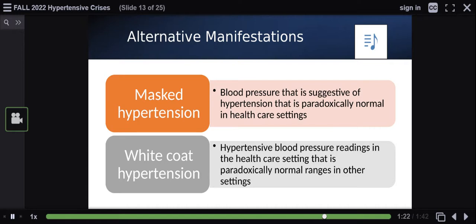So what does this tell you? If untreated, the patient with masked hypertension can go on to experience adverse cardiovascular events such as MIs, or myocardial infarction, and strokes, and mortality. And on the other hand, the patient with white coat hypertension may receive treatment that is not warranted.